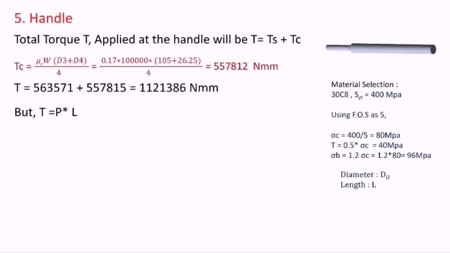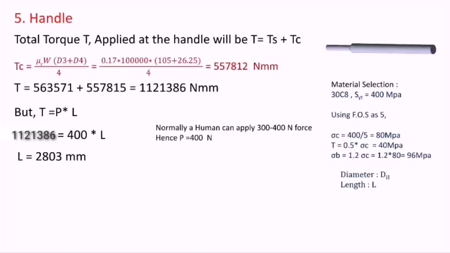We have torque is equal to P multiplied by L, that is the force applied multiplied by the length of the handle. In general, a normal human being can apply a force of 300 to 400 Newton. Considering he can apply the maximum, that is 400 Newton force, I will get 1121386 is equal to 400 multiplied by L. On solving this, I will get the value of L as 2803 mm, that is 2.8 meters.